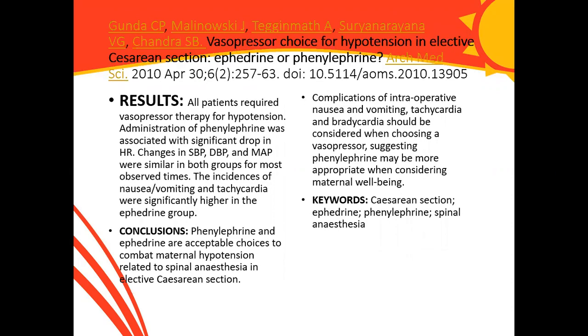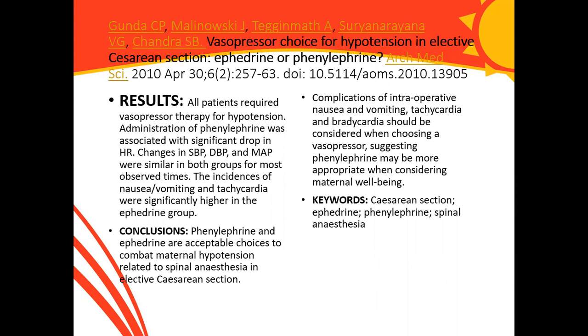What did they find? They found that all the patients required some form of vasopressor therapy for hypotension. So that means that it didn't just respond to fluid treatment. And they found that administration of phenylephrine was associated with a significant drop in heart rate. Changes in systolic blood pressure, diastolic blood pressure, and mean arterial pressure were found to be similar in both groups for most observed times. However, the incidence of nausea and vomiting and tachycardia were significantly higher in the ephedrine group.